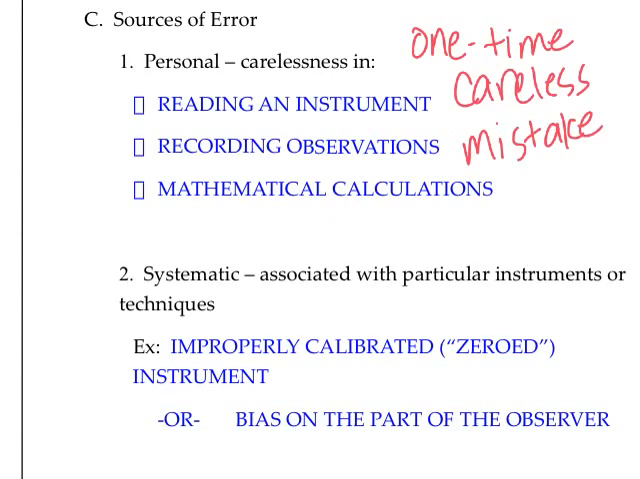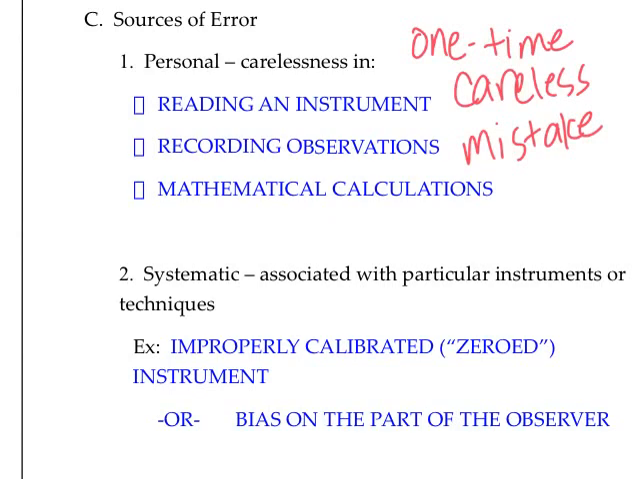On the other hand, we might have a systematic error that could be associated with a particular instrument or technique. So for example, if there's something wrong with your equipment, then that would be a systematic error. So you're using the triple beam balance and it's not zeroed properly, so you're getting the incorrect mass measurements. That would be a systematic error.